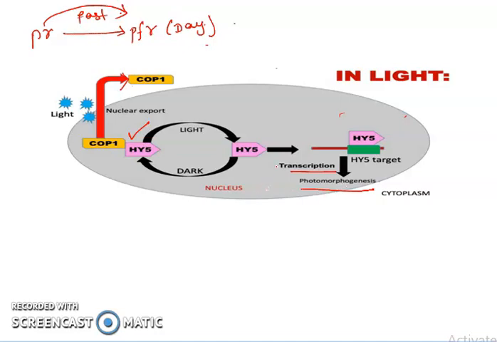Now with these two mechanisms we can solve our questions. Now let us have a look at the question.